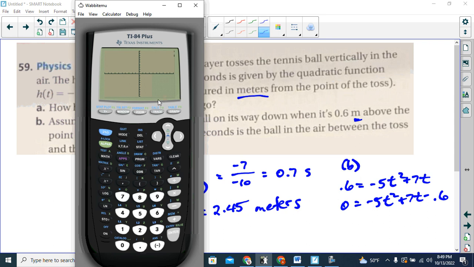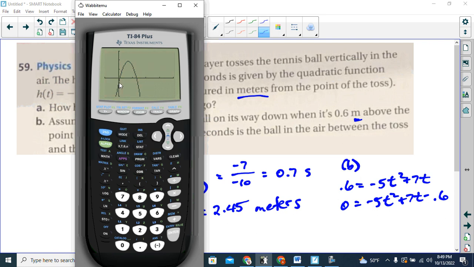Zoom standard to see the basic graph. And there we go. I am going to change my window a little bit so we can see a little bit better what's going on. I'm going to go from negative 1 to 4 seconds, and from negative 2 to 3 meters, because remember, max height's a little less than 3. So we've got a little better idea on what's going on here.